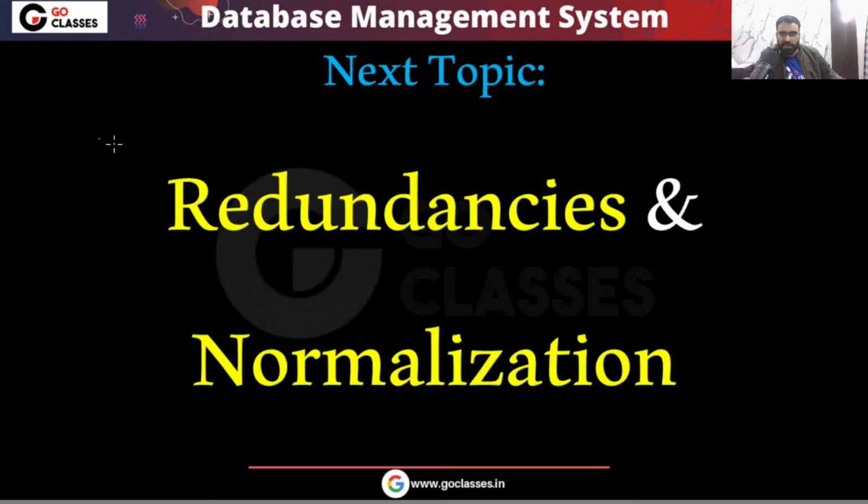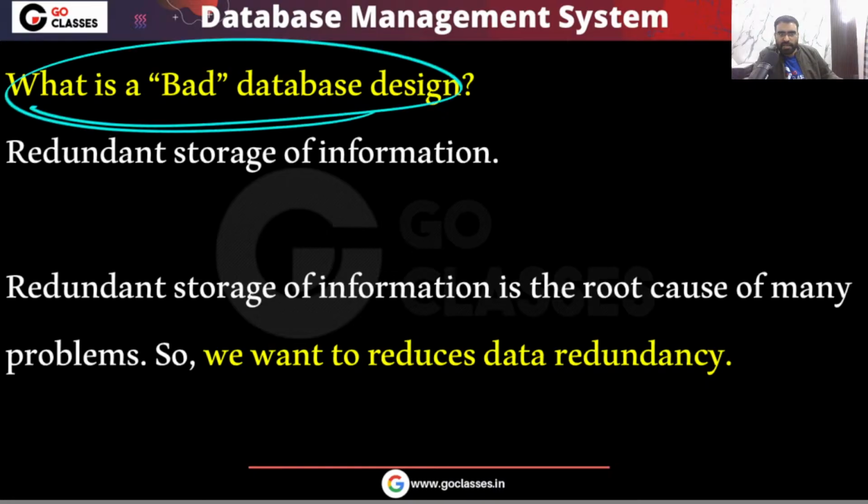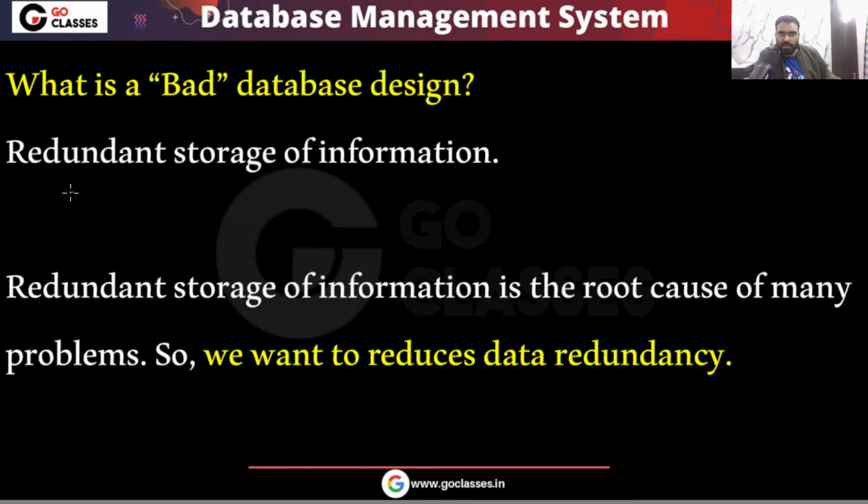So let's see the definition of redundancy and normalization. So what is a bad database design? That is very simple. That is redundant storage of information. Same information we are storing many times in multiple places. So that is called redundant storage of information. And this is very obvious, very intuitive, that we don't want redundancy. Yes or no? Redundancy is not desirable.